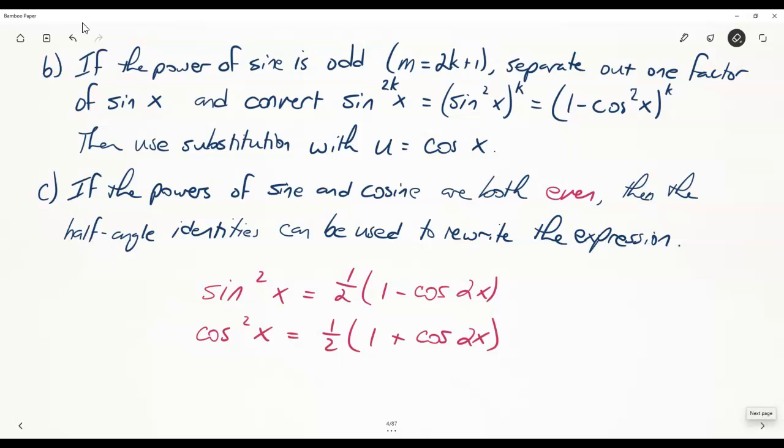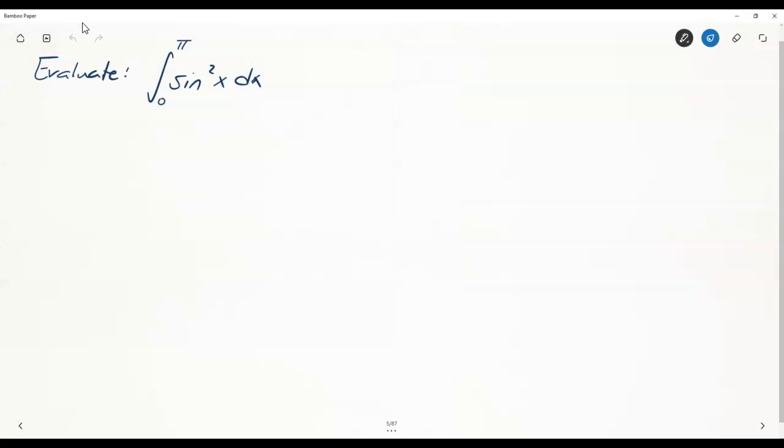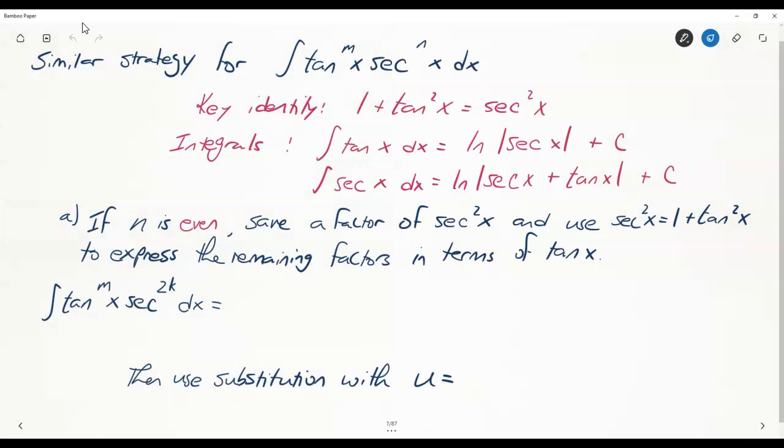Okay, so the last case for sine and cosine was in the event that both the powers of sine and cosine were even, breaking off one of those factors wasn't going to assist you. You had to use half-angle identities in order to bring that power down. So for the case, we did a couple of these, maybe not these very problems, but this is what I want to get to, the strategy for handling products of tangent times secant.